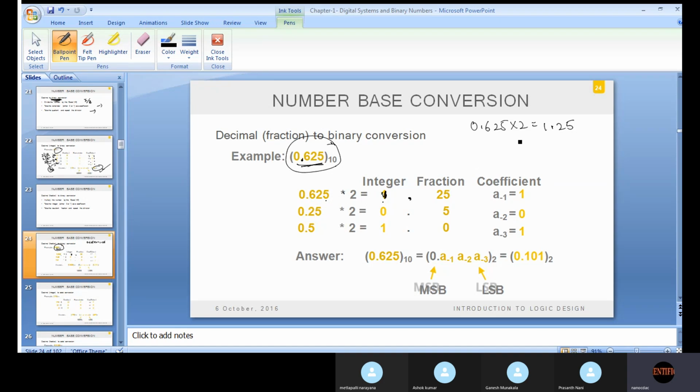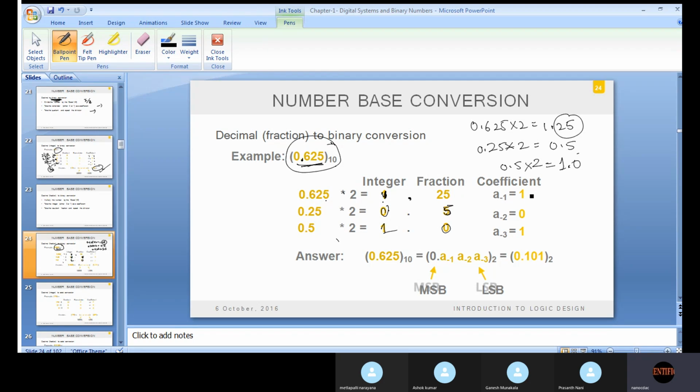Whatever you are getting, if this 25 you take, and again you multiply into 2, what you are getting is 0.5. 0.5, 0 is the integer and 5 is the fraction. Again 0.5 you are taking. 0.5 into 2 is equal to 1. Okay, 1.0. 1 is the integer and 0 is the fraction.